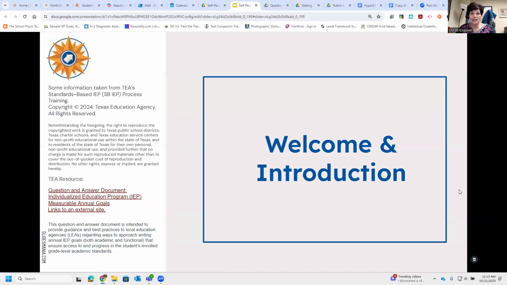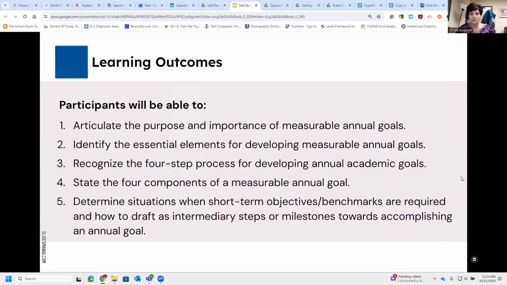In this course, we will take a deep dive into the development of measurable annual academic goals and short-term objectives and benchmarks. Linked on the slide is the TEA question and answer document, IEP Measurable Annual Goals. There is also a link on the hyperdoc. This document provides answers to questions about IEP goals.